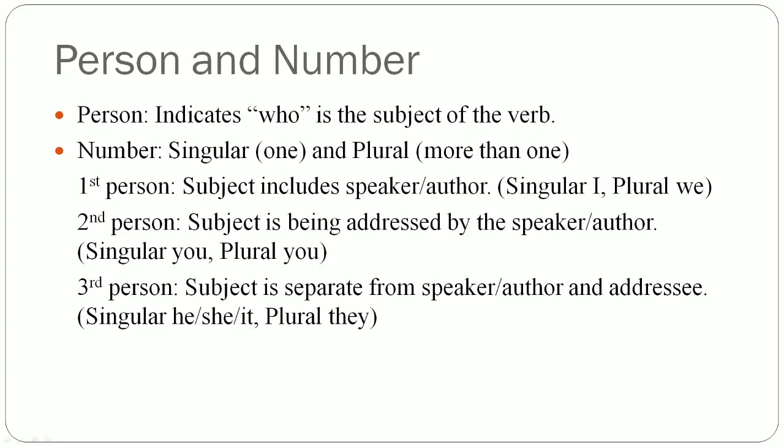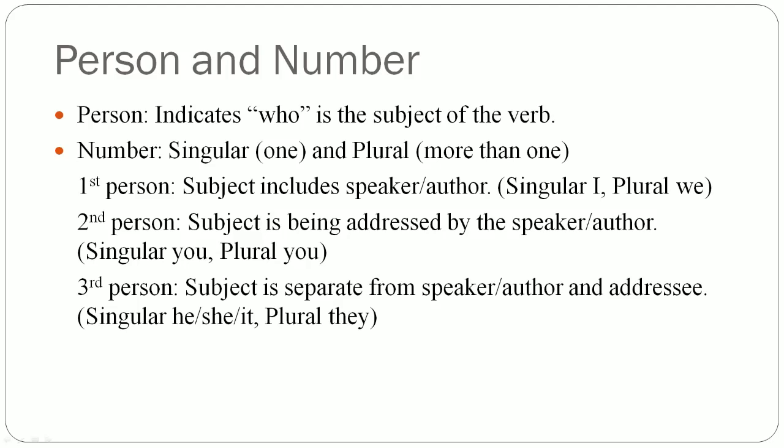Moving on. There are 2 other very important categories when we're looking at verbs, and that is person and number. Person indicates who exactly is the subject of the verb. Is the subject of the verb the author or the speaker, and is that speaker involved in that subject, or is the speaker addressing somebody else as the subject, or are we talking about something completely removed from the speaker and a listener or audience?